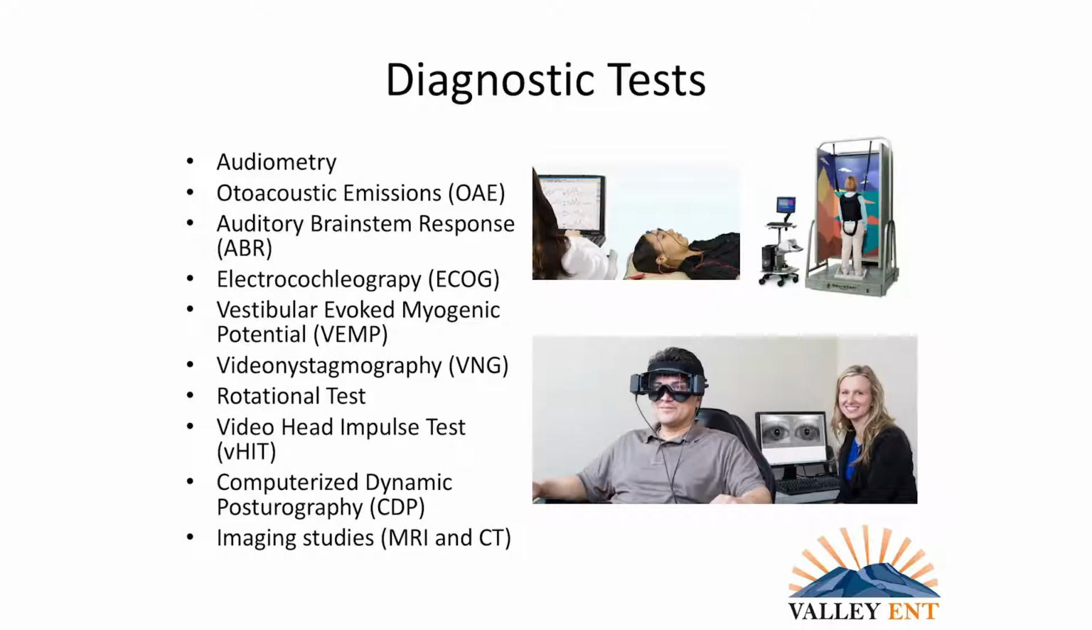Otoacoustic emissions provide information about the function of the outer hair cells. You need to have a mild hearing loss or better for those to be present. However, there's been some research that links the early stages of Meniere's disease to absent OAEs while they still have normal hearing. So it can be good for diagnosing that.